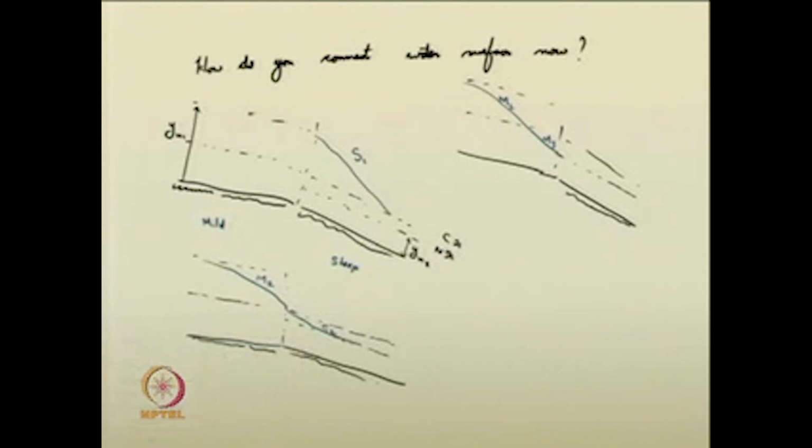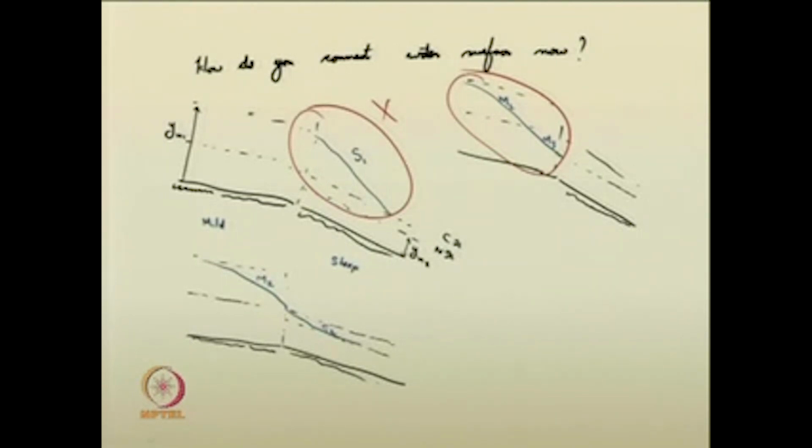Again, like in the last portion, this is theoretically not possible, because S1 is giving a negative slope, dy by dx is negative in zone 1, that is not possible. Similarly, this one is also not theoretically possible, because M3 is giving a negative slope. M3 is having a negative water surface slope.